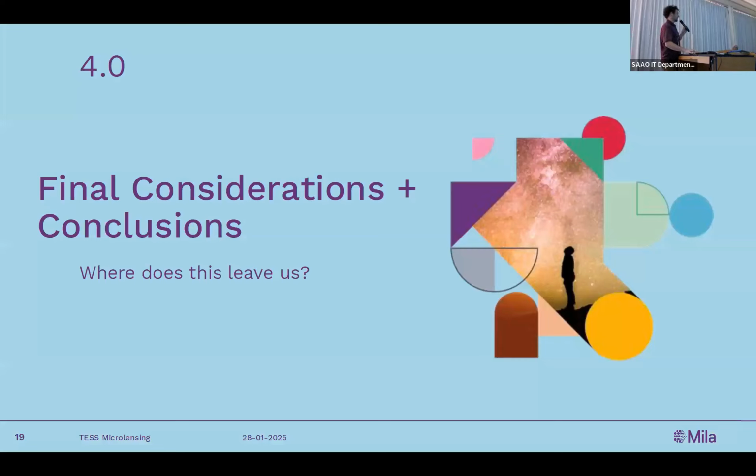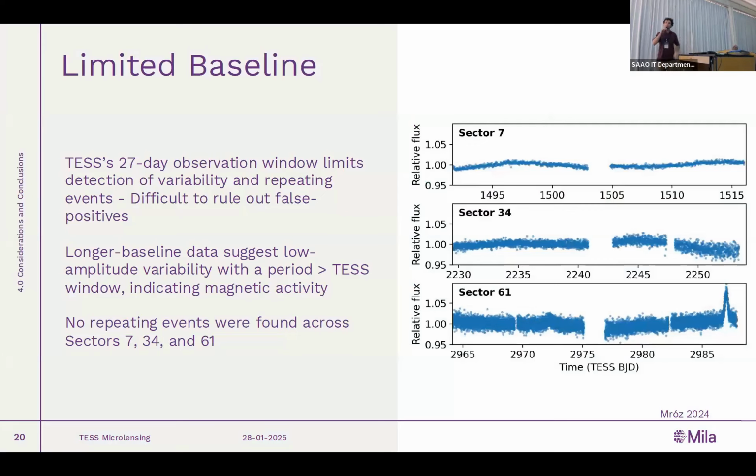So where does this leave us? In retrospect, TESS's 27-day per sector observation window really limits our ability to characterize source stars. That means it's difficult to rule out false positives. You're only observing for a short time. And additionally, there is longer baseline data available on the source that suggests it does have a low amplitude variability with a period longer than the TESS window, indicating that we would not be able to tell if the star is variable with a duration longer than roughly a month.